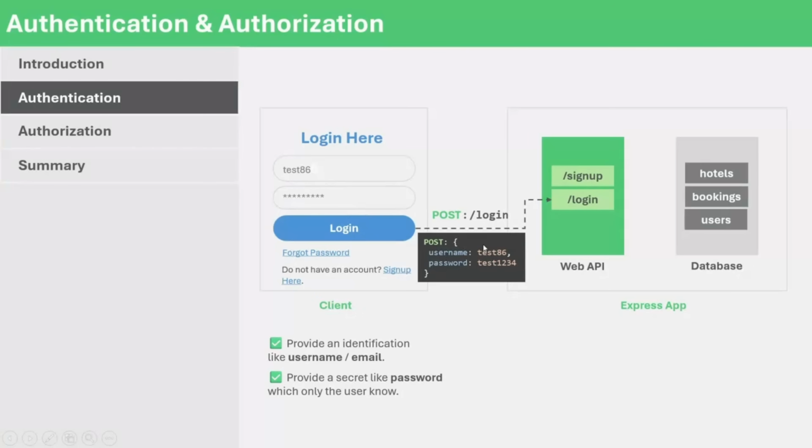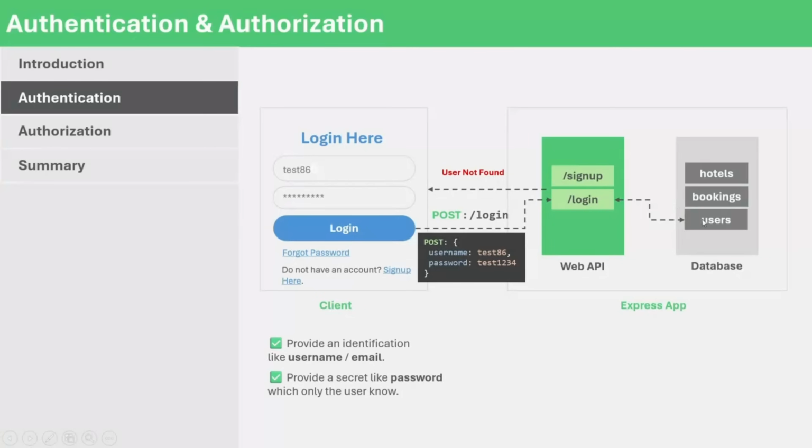And this request will be handled by this login route. Now here what the login route will do is, first it is going to check if in the users collection we have a user with the given username. If we do not have a user in the users collection with the given username, in that case this login route is going to send a bad request response. And in the response we can have a message like user not found.